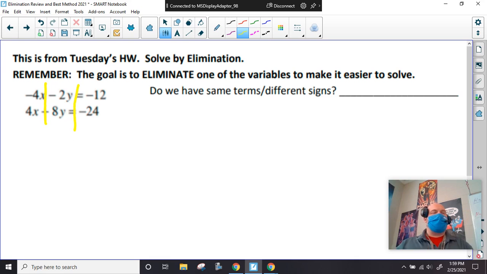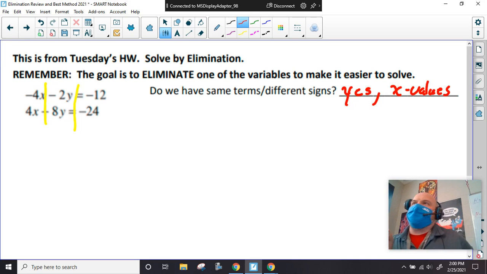When I'm saying in the columns, I'm talking about those columns. The x's, the y's, the constants should all be together. If you look at these, you need to ask yourself, do we have same terms, different signs? In this one, yes, the x values. These are additive inverses. This is stuff that you use to solve one-step, two-step and multi-step equations to make stuff go away.